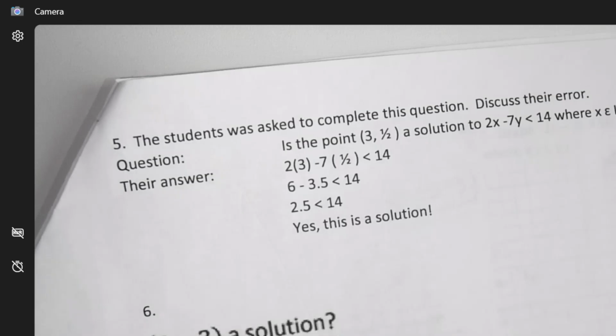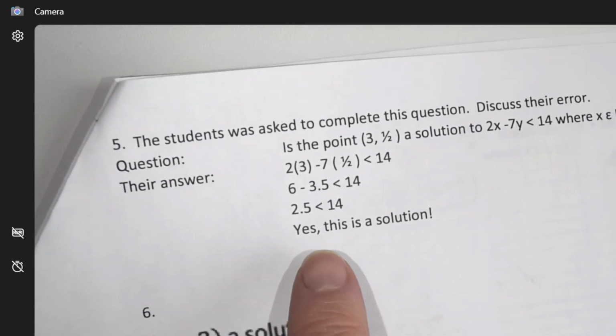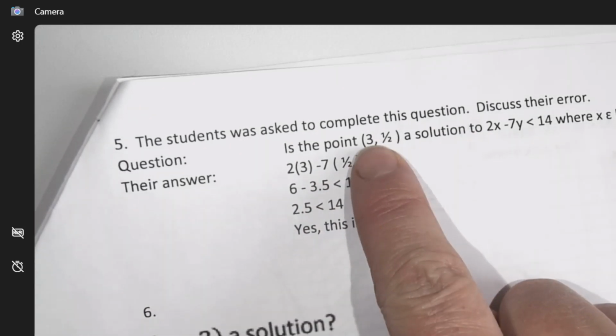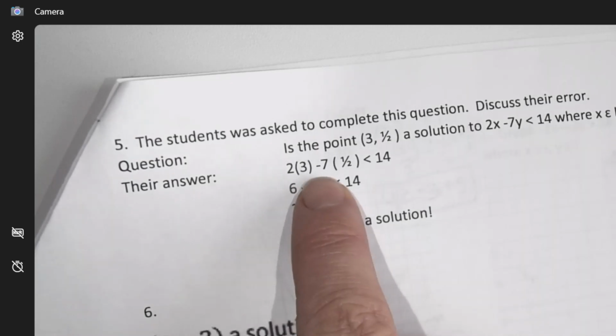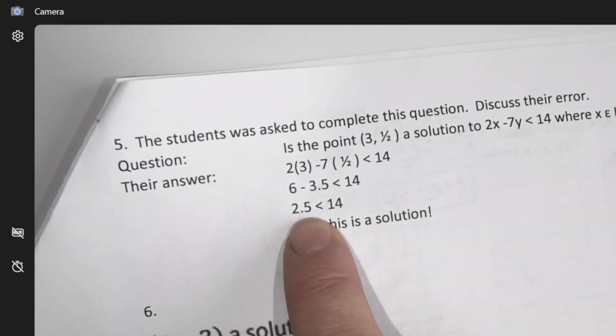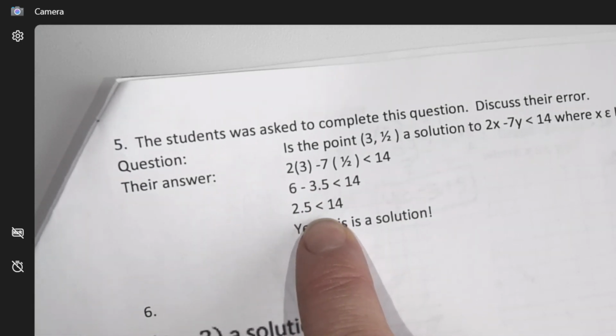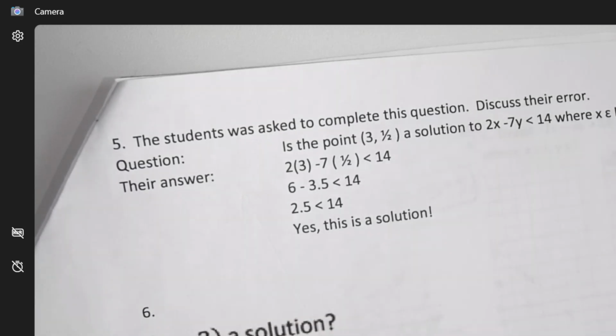Okay, here was a question I gave somebody. The student was asked to complete this question. Is the point 3, 1/2 a solution to this? And they made an error. So if you look, they replaced x with 3. They replaced y with 1/2. 6 subtract 3.5 is 2.5. 2.5 is less than or equal to 14. So yeah, it is a solution. But it's not a solution. Why? What did they miss?